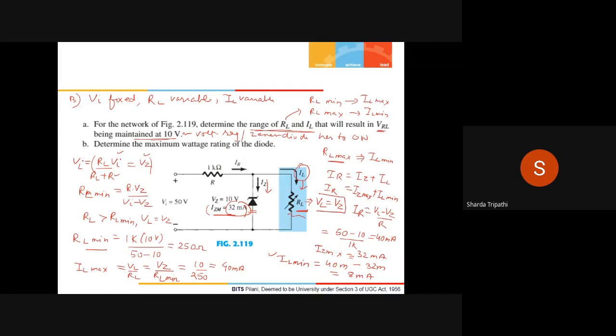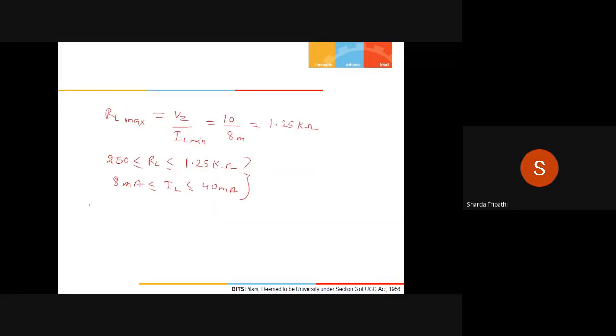Then the next part of the question says to determine the maximum wattage rating of the diode. Maximum wattage rating, that means I need to find out PZ max. So PZ max will be equal to VZ, ये तो fix रहेगा, multiplied by IZ max. And IZ max is already given in the question. So this will be 10 multiplied by 32 milliamperes. So this comes out to be 320 milliwatts.